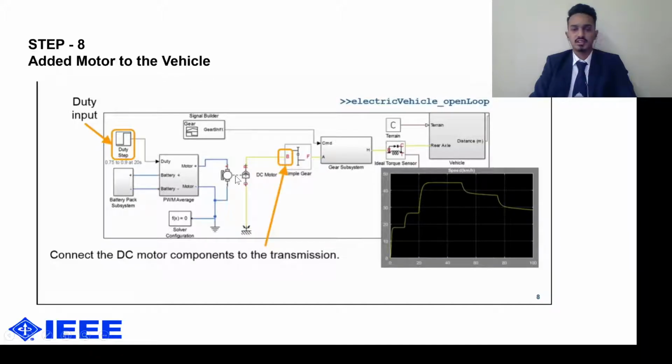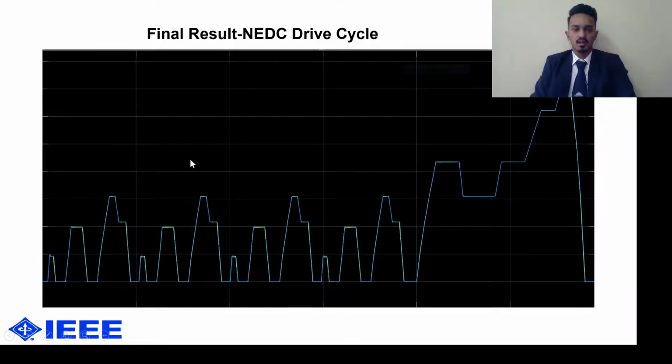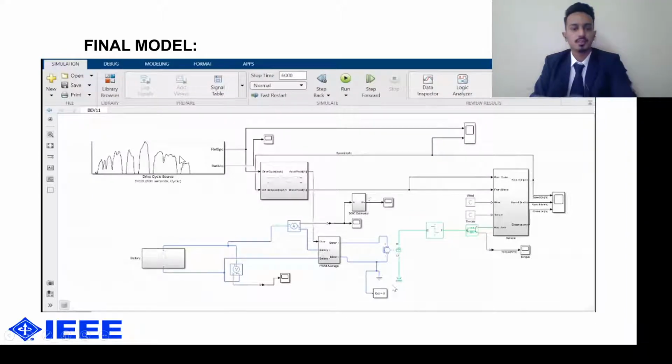Now after the motor is added, we are adding a simple gear subsystem to it, and therefore we are trying to give a duty to it to see if the vehicle moves properly. This is the full model. We added a driver model here, that is a PI controller, and this is a drive cycle source. The data is available in the Powertrain Blockset.